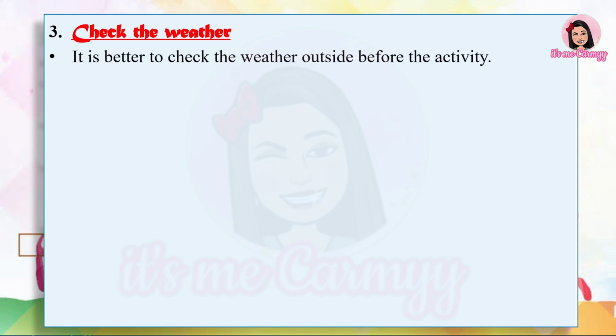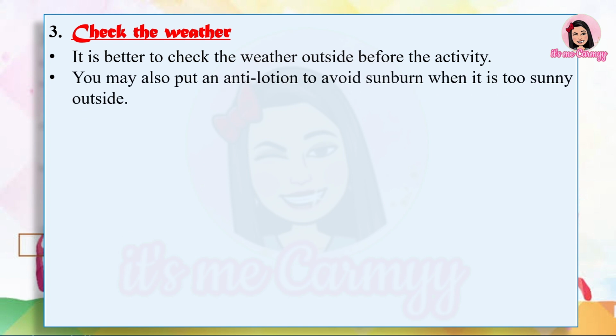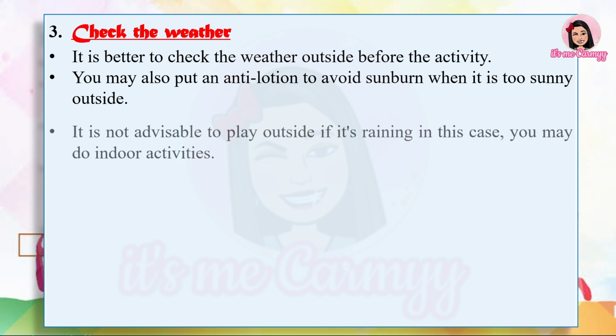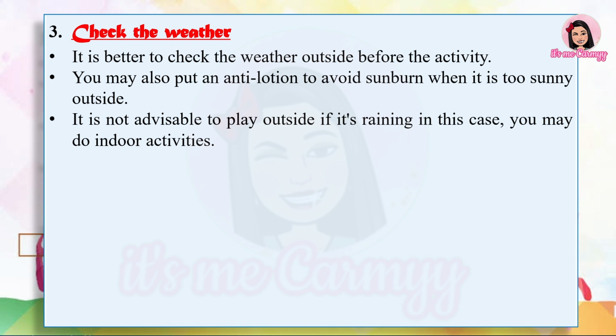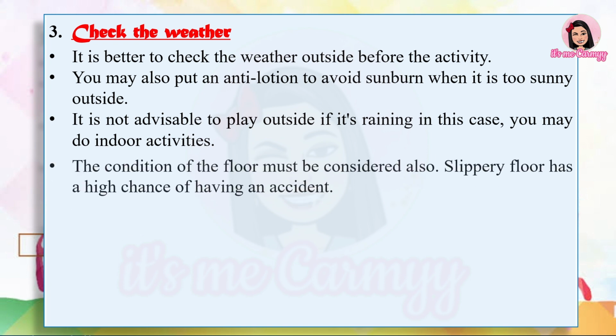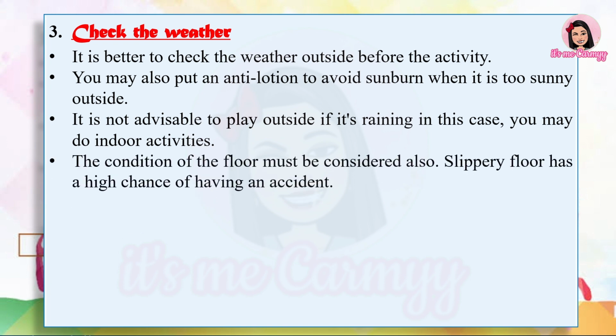It is better to check the weather outside before the activity. You may also put on anti-sunburn lotion to avoid sunburn when it is too sunny outside. It is not advisable to play outside if it's raining. In this case, you may do indoor activities. The condition of the floor must be considered also. A slippery floor has a high chance of causing an accident.